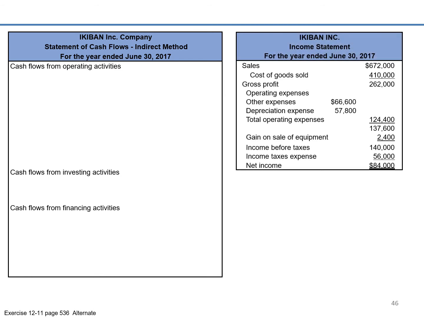All right, so the statement of cash flows, indirect method. Let's set up our sections. So we have our operating, our investing, and our financing. Here's our income statement, which is the data we need to start with. So we're going to start with net income, $84,000, right?